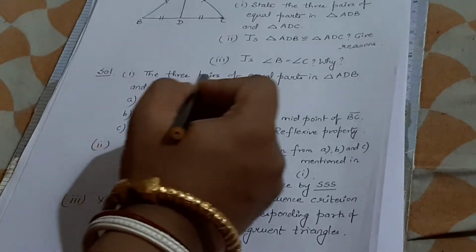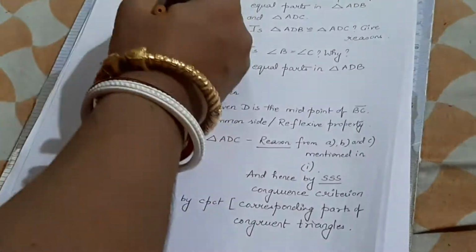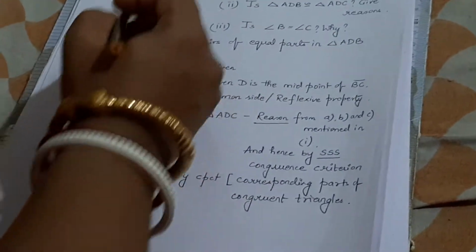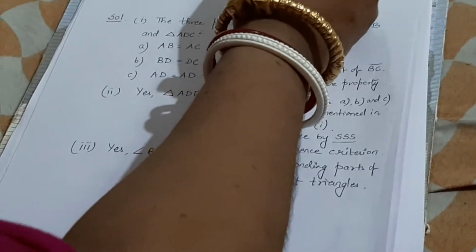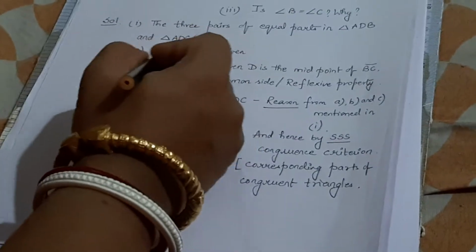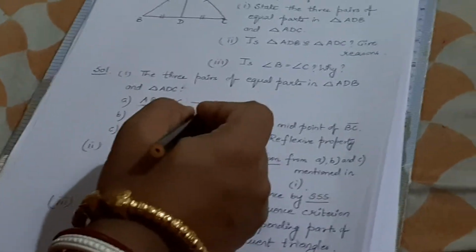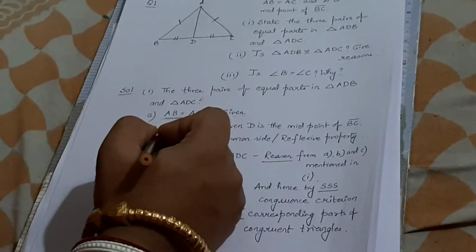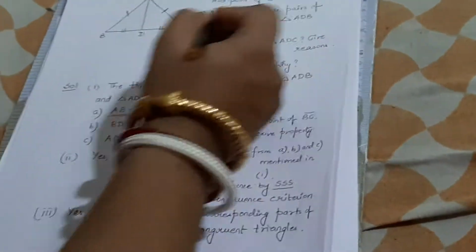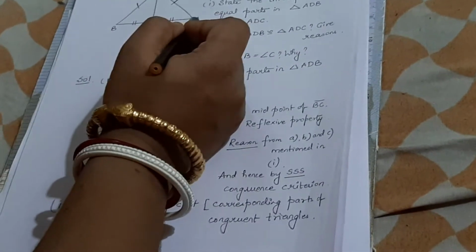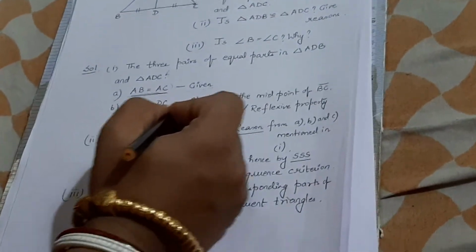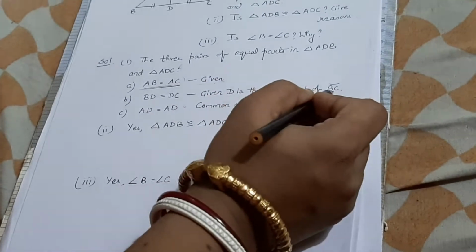I have written the three pairs of equal parts in triangle ADB and triangle ADC are, first thing, what is given? AB equal to AC. This is already given. So this is the first part. Clear? Then the second one. What else is given? Because I have seen that D is the midpoint of BC, so this shows, as I have already told you, BD is equal to DC. Clear? What is the reason? Given D is the midpoint of BC.